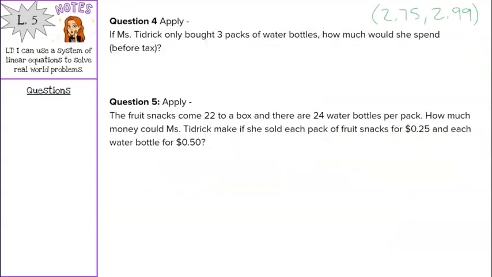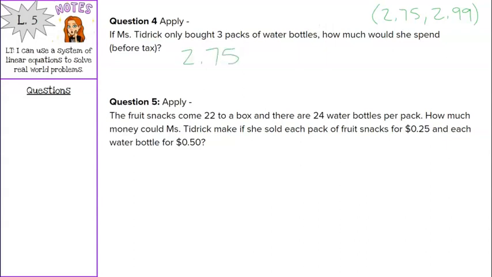So now let's answer question 4, which we're going to apply what we've learned. So if Miss Tidrick only bought 3 packs of water bottles, I only needed water. I had enough fruit snacks, but I needed more water bottles. How much money would she spend? So now we know how much 1 pack of water bottles costs. 1 pack of water bottles costs $2.75.